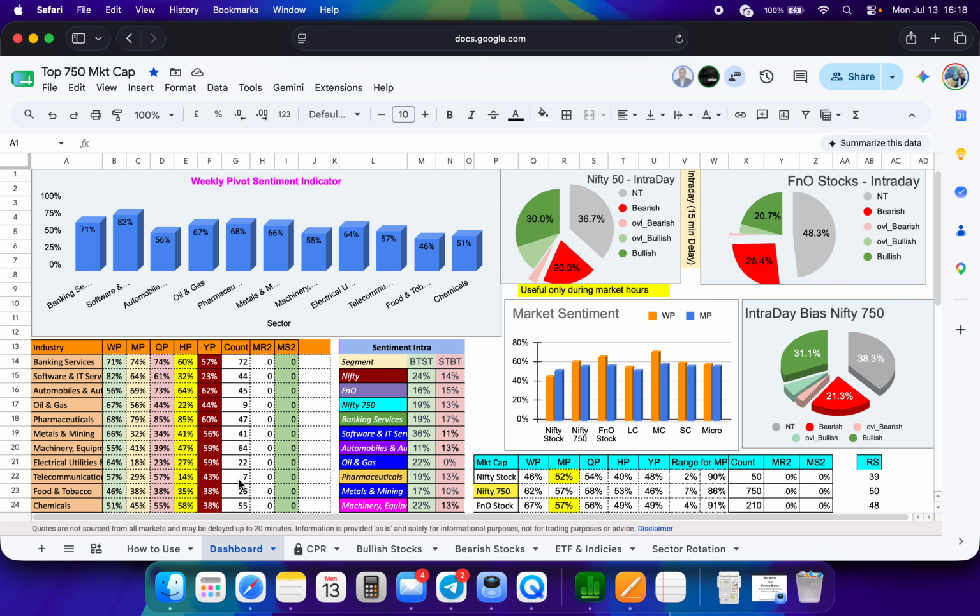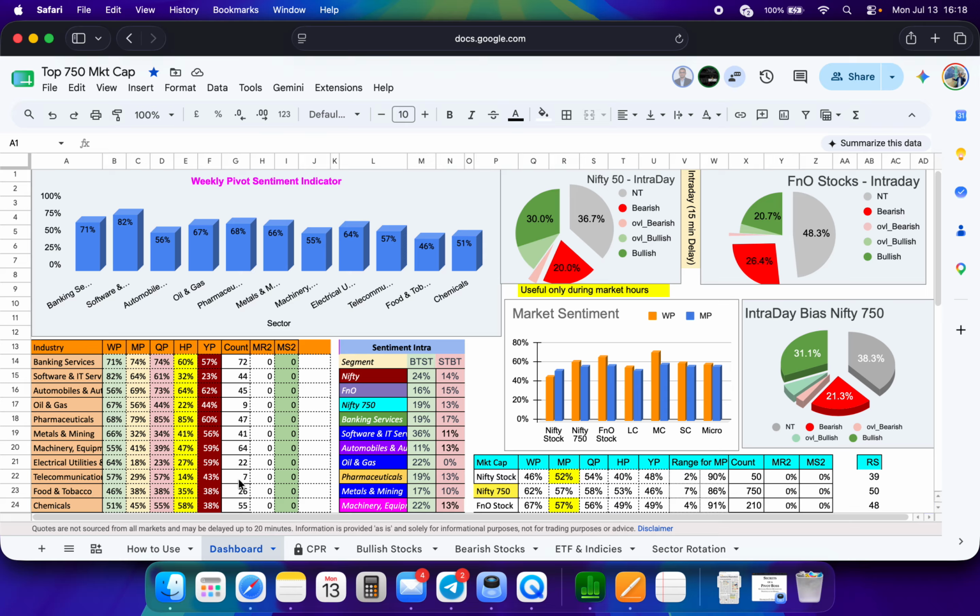On the left side you have the weekly sentiment indicator, which is a graph sector wise. Let's take for example banking. In banking, 71% of the stocks are above weekly pivot, 74% are above monthly pivot. The range, generally, from my 2 years of experience I have observed, is between 10 to 90. So if it touches 90, it could be considered that you can book profit. I'm not saying that you go short. And if it goes to 10, it's a good time to buy. The median is generally 50. So now today it is at 71 or 74.